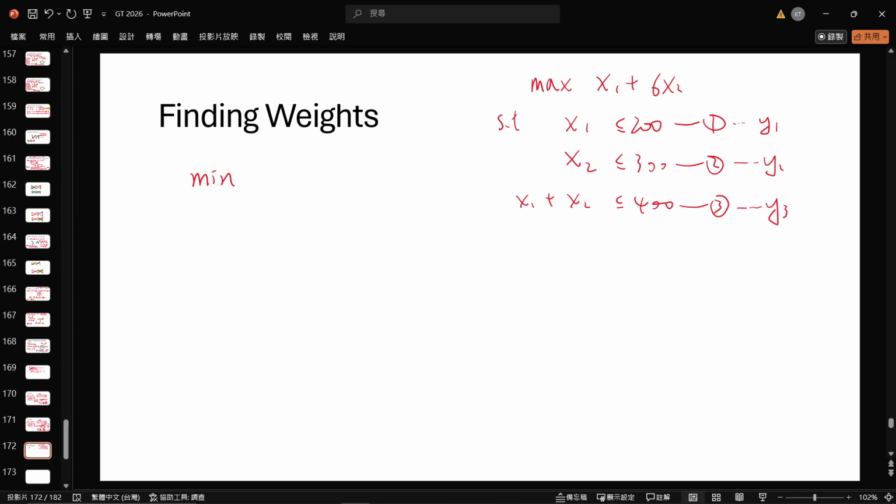So let's just multiply y1 into constraint 1, y2 into constraint 2, y3 into constraint 3, and find the weighted combination. So this one is the first constraint times y1. You can see that both the left-hand side and the right-hand side are multiplied by y1, okay?